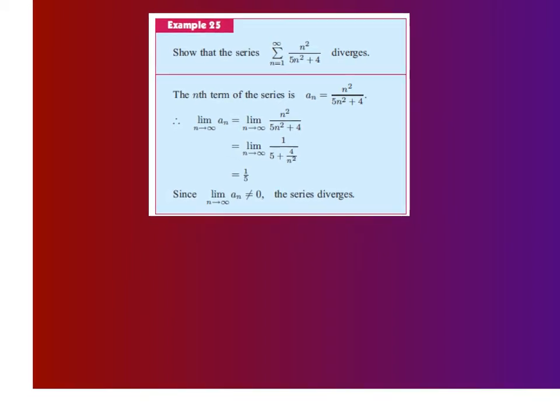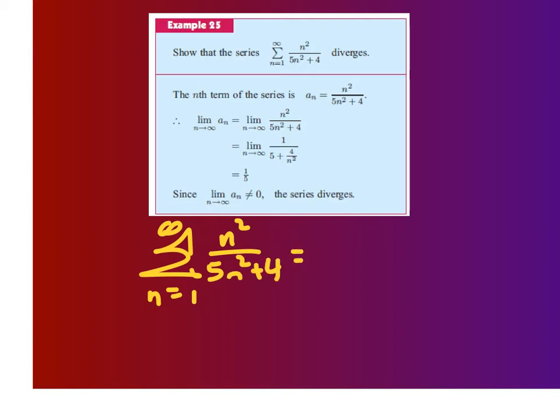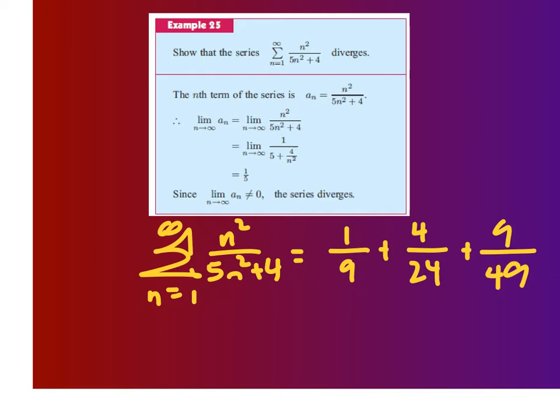Oh, sorry, we got an example. Okay, so here I've got a series. I want to know whether or not this series will converge. Okay, it doesn't say determine what it converges to. It just says does it converge. Well, let's look at the first couple of terms. 1 squared over 5 times 1 squared plus 4, which would be 9. Okay, so I got 1/9 plus 4 over 24. Okay, then we'd have 9 over 49, etc.